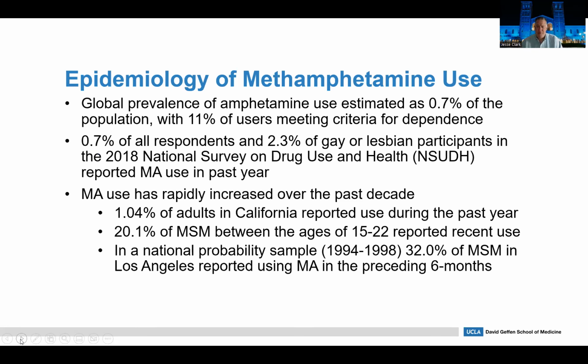So the epidemiology of meth use. The prevalence of amphetamine use has been estimated as 0.7% of the total population, with 11% of people meeting the criteria for dependence. In the National Survey on Drug Use and Health, NSDUH, 0.7% of all respondents and 2.3% of gay and lesbian participants in the 2018 survey said that they've used meth in the past year. And meth use has increased rapidly over the past decade, with 1% of adults in California reporting use during the past year, and 20% of MSM between the ages of 15 to 22 reporting use over the past few months. Back in 1994 to 1998, which may seem like ancient history now, 32% of MSM in Los Angeles reported using meth in the previous 6 months. Next slide, please.